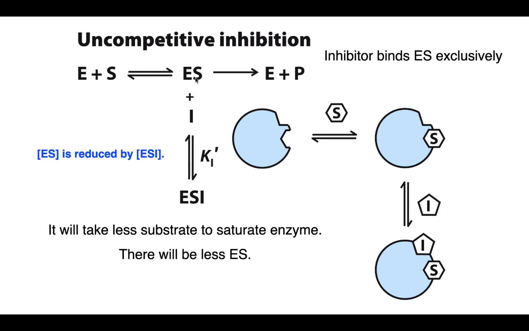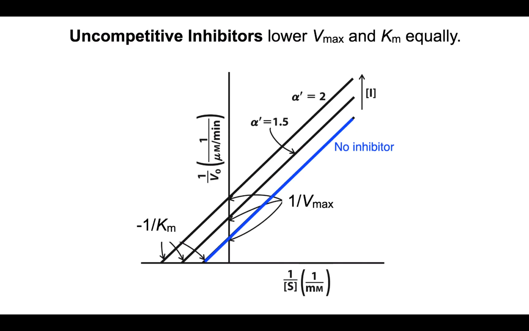But at the same time, since we are reducing the effective enzyme substrate concentration, there's going to be less ES, and therefore our Vmax is also going to be reduced. So if we plot our data after we do an enzyme kinetics experiment in the presence of inhibitor, this is what we'll see.